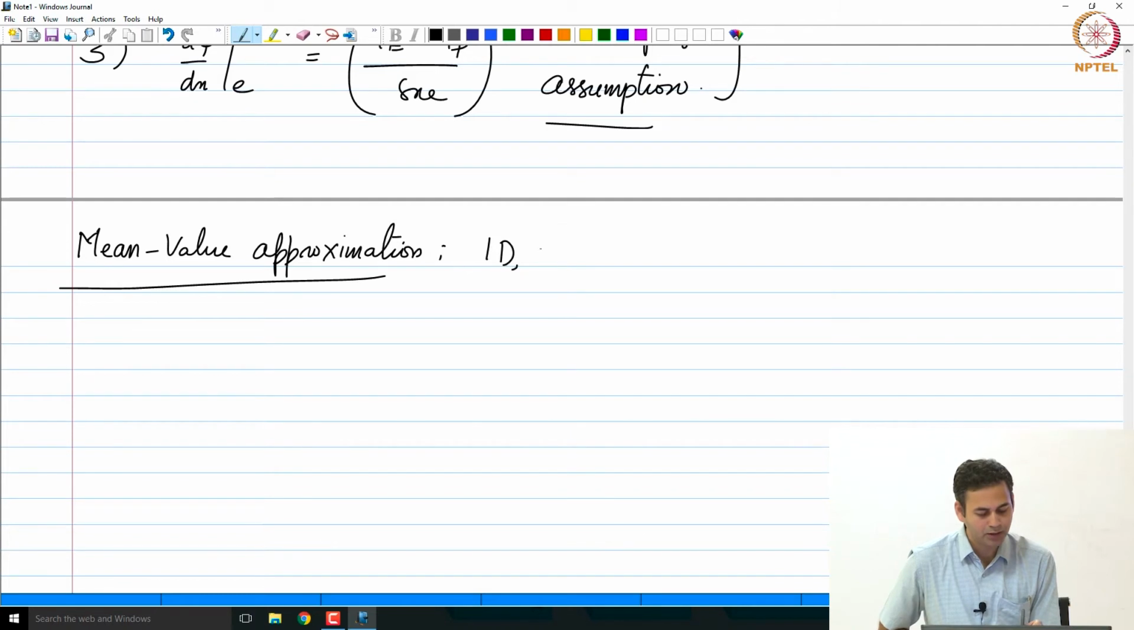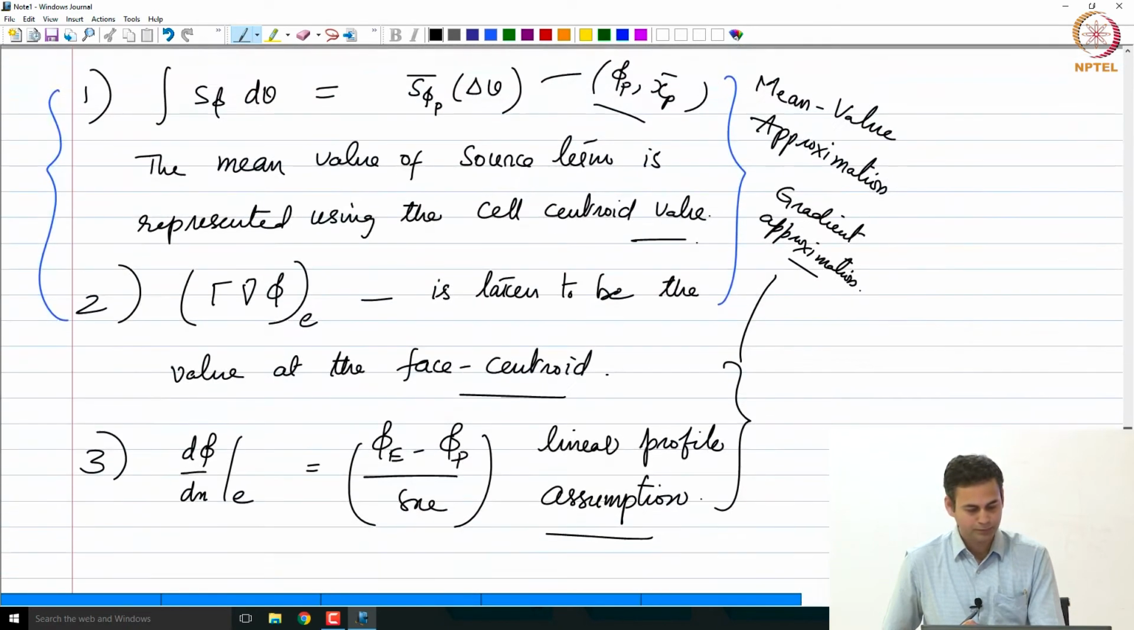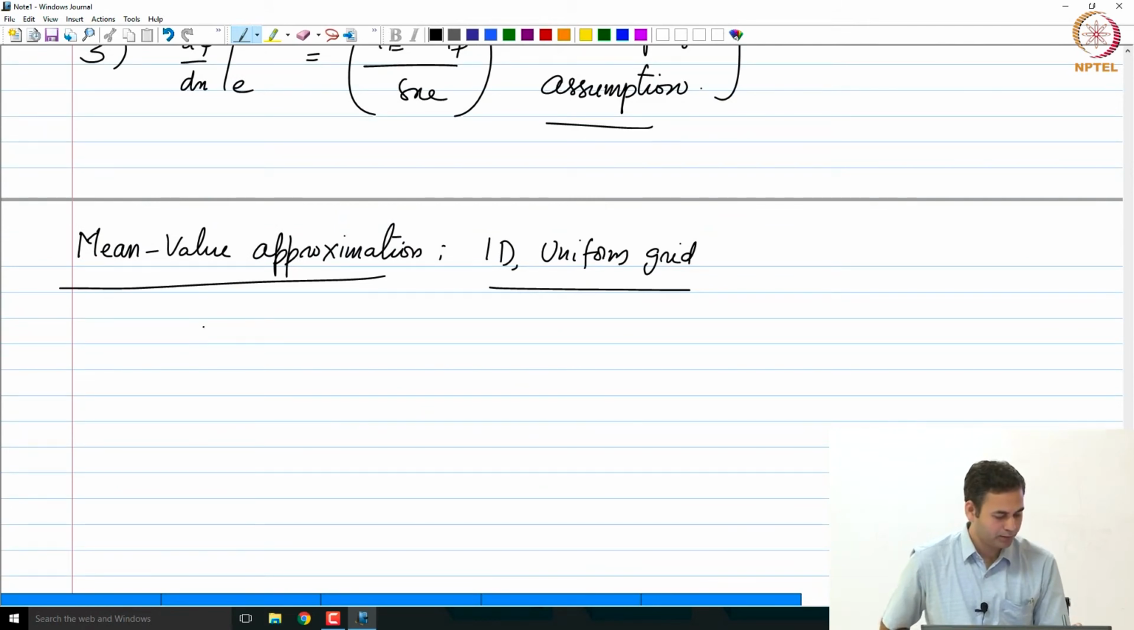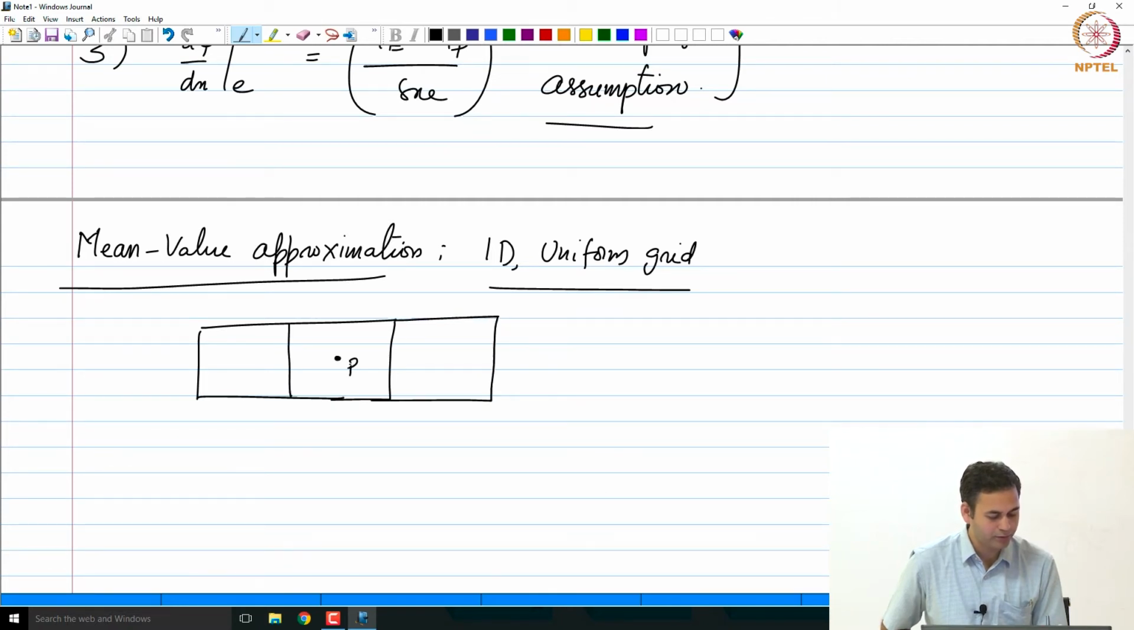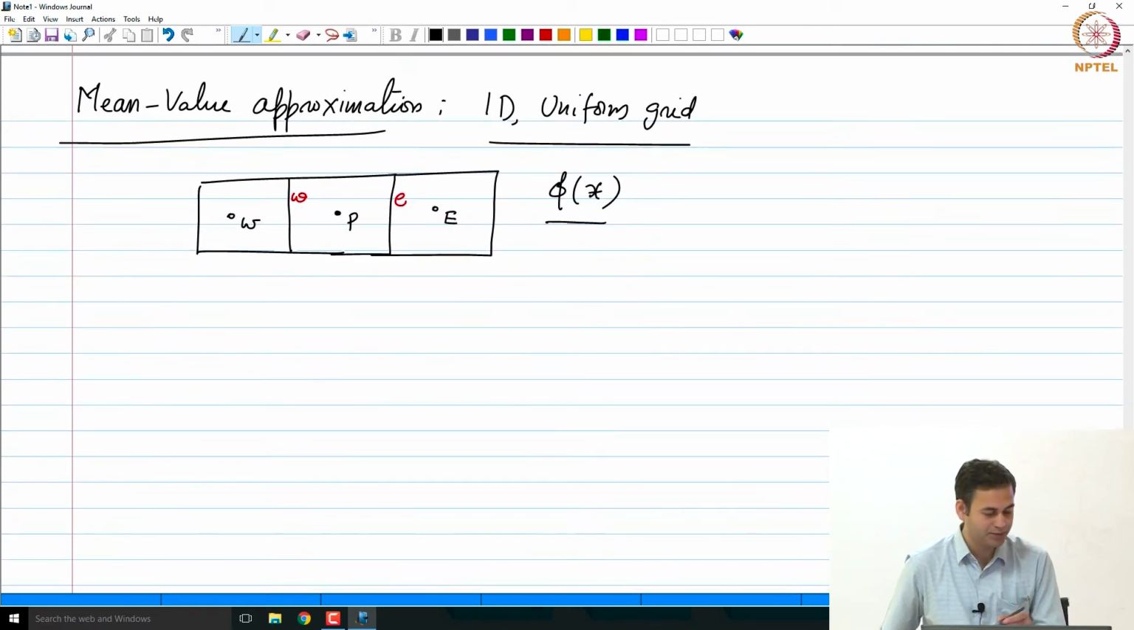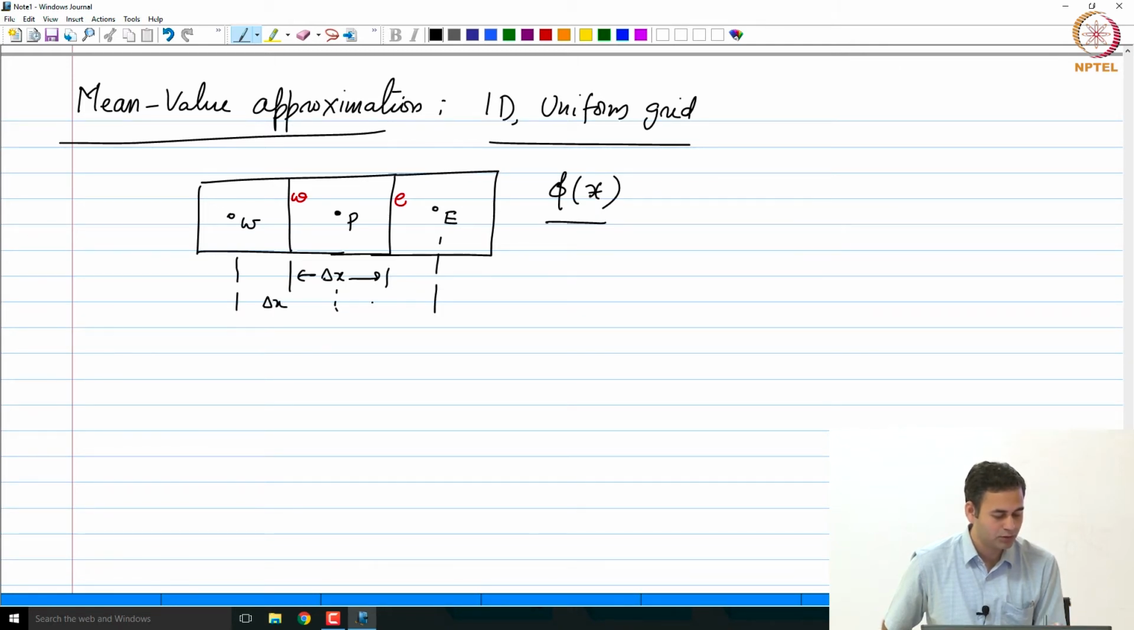So, I am considering a one dimensional uniform grid. Okay. That would look like this. Okay. So, we have a P cell, east and west, and we have the faces, that is the little e and little w. Okay. I will also consider the dependent variable to be some function phi of x. Okay, it varies with x, and this P cell is the control volume we are looking at. Okay. Now, because this is uniform, this distance is, let us call it delta x, and the distance between the cell centroids also would be delta x, right. It is a uniform mesh everywhere.